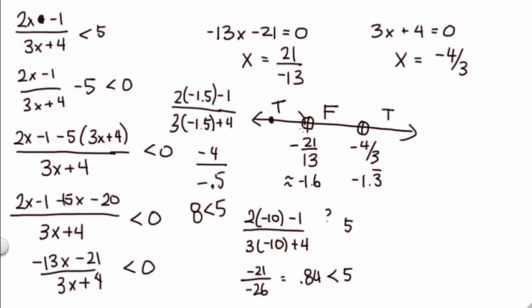So the region that we want is here and also here. So we want from negative infinity to negative 21 over 13, or you can say negative 4/3 to infinity.